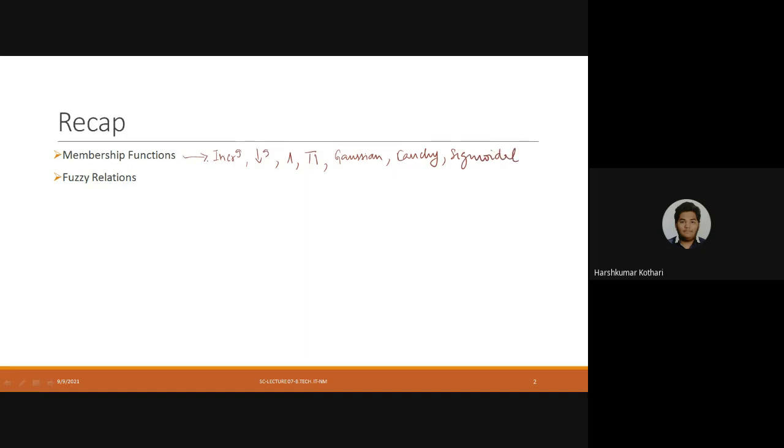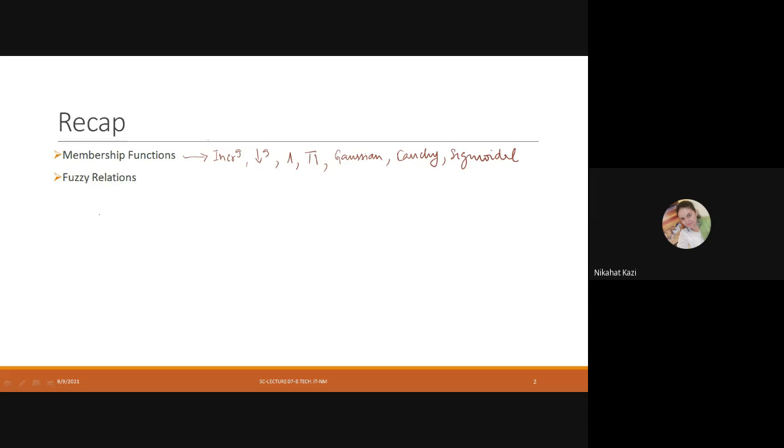Right? So, these are the standard membership functions. Using these, you can represent any kind of fuzzy set in a particular domain. Apart from this, we also introduced the concept of fuzzy relations.